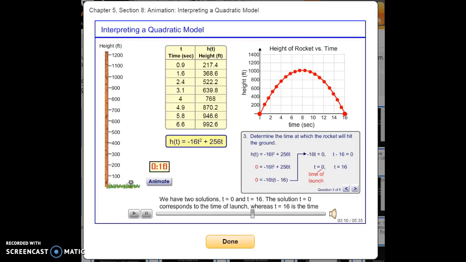The solution t equals 0 corresponds to the time of launch, whereas t equals 16 is the time that the rocket returns to ground level. So the rocket will hit the ground 16 seconds after launch.